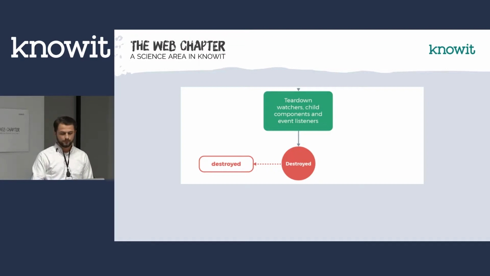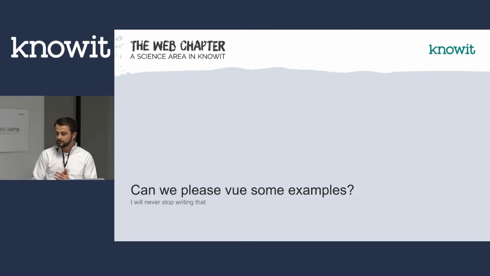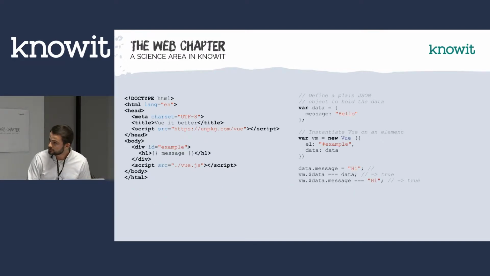So to go through more examples, this is a normal, is it easy to read, by the way? Yeah, okay. This is the most basic instance you can have. You define a plain JSON object to hold the data, and then you initiate the Vue on an element. The element here is example, which you can see in the div inside the body, where the ID is example. And then the options and the data object are also there.